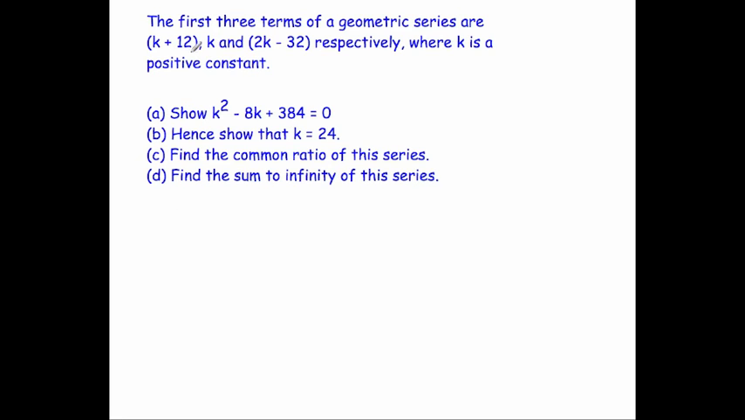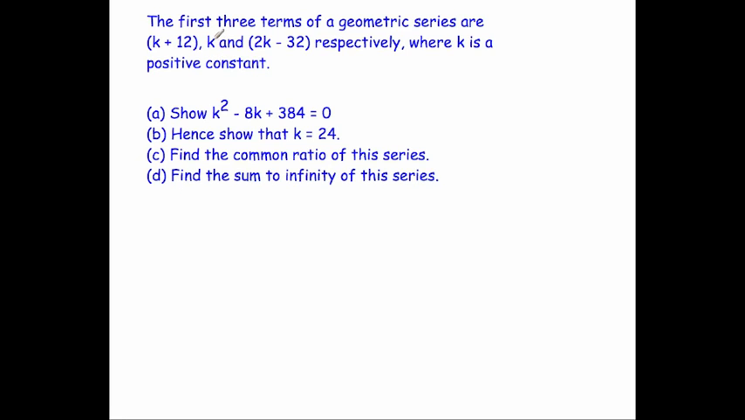So the first thing to notice here is that it says it's a geometric series. That means that there's a common ratio. In other words, if you times the first term by r, you get k. If you times the next k by r, you get the next term, and so on. That means that to get r, you could divide k by k plus 12, and that will give you r. Or you could do 2k minus 32 divided by k, and that would also be r, because it's called a common ratio. So let's do that.